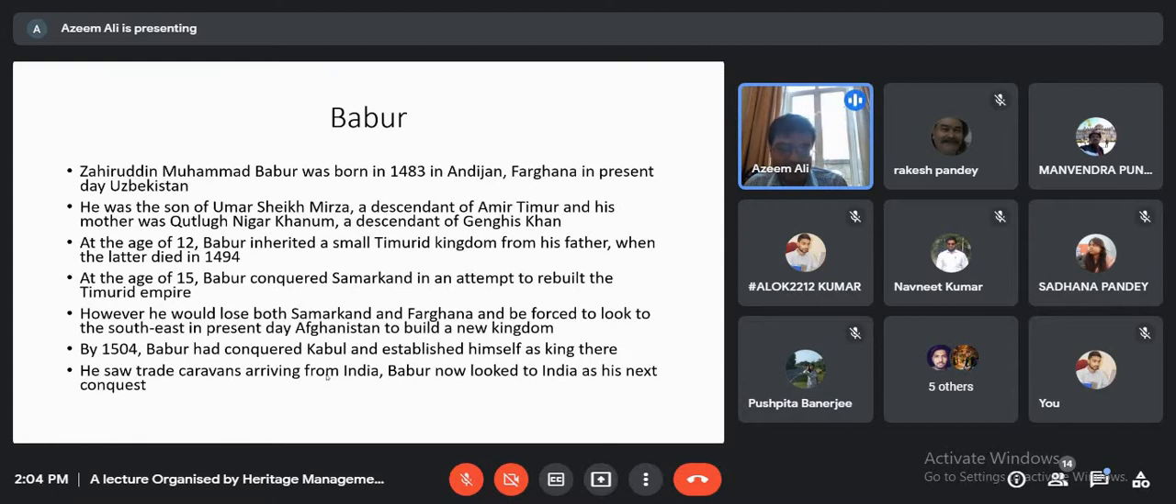And at the age of 15, Babur conquered Samarkand in an attempt to rebuild the Timurid Empire, but he would lose both Samarkand and Fergana and be forced to look to the southeast, in present-day Afghanistan, to build a new kingdom. By 1504, Babur had conquered Kabul and established himself as king there. From Afghanistan, Babur saw trade caravans arriving from India, and this piqued his interest in conquering India, which he now sought to invade.